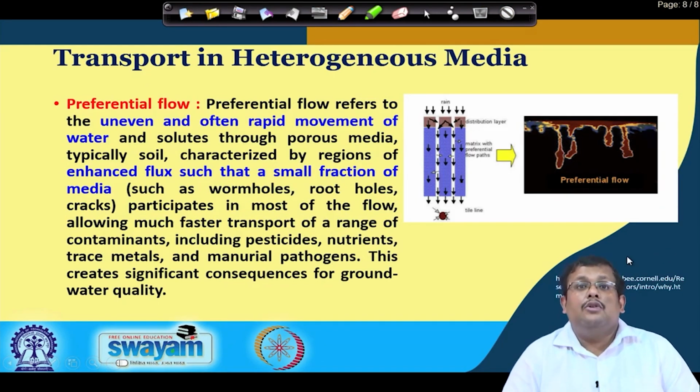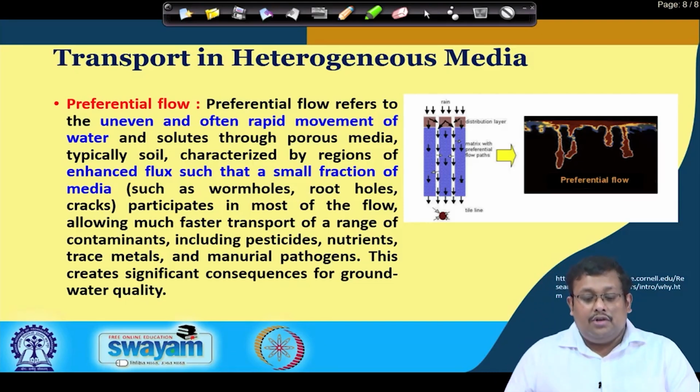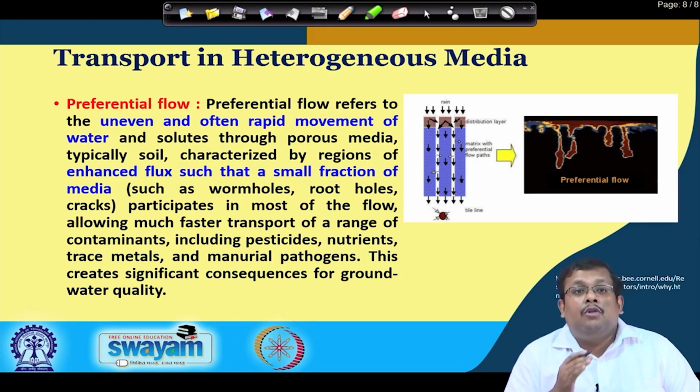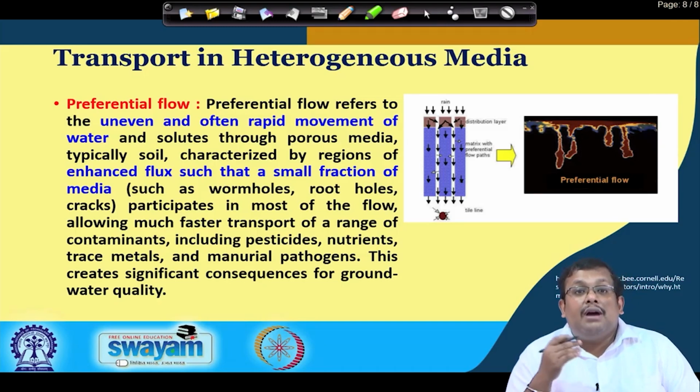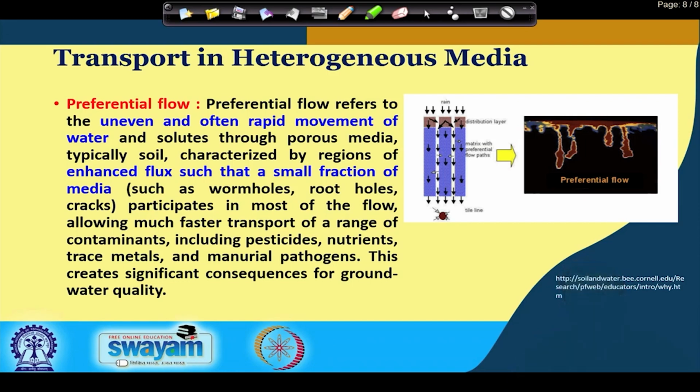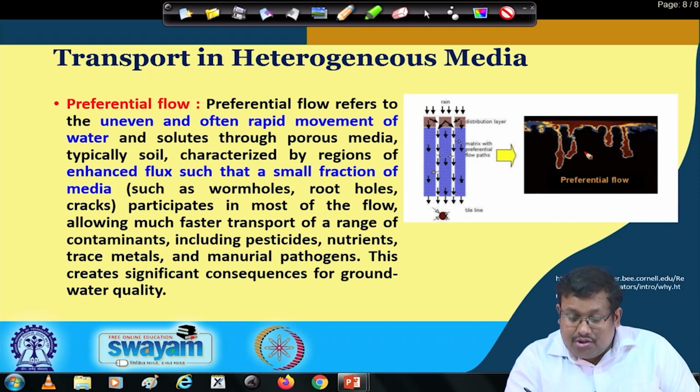So, the preferential flow refers to the uneven and often rapid movement of water and solutes through porous medium. Typically soil is characterized by regions of enhanced flux such that a small fraction of media such as wormholes, root holes or cracks participates in most of the flow, allowing much faster transport of a range of contaminants including pesticides, nutrients, trace metals and manurial pathogens. This creates significant consequences for groundwater quality. How? Let us see.